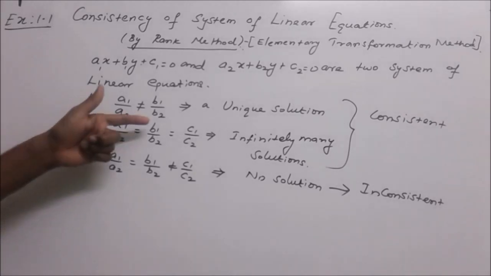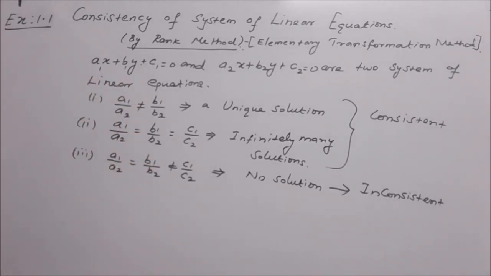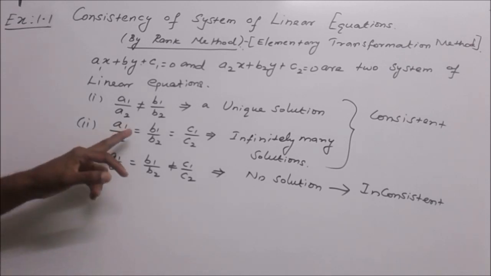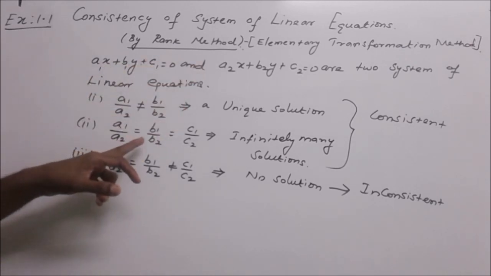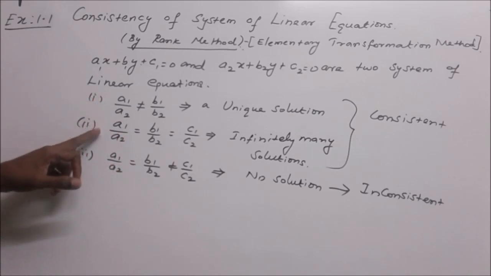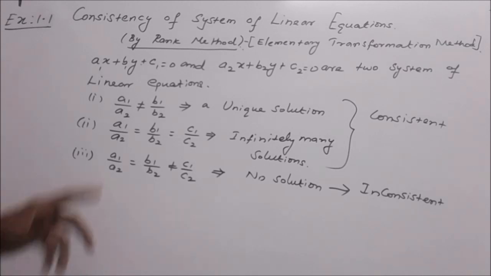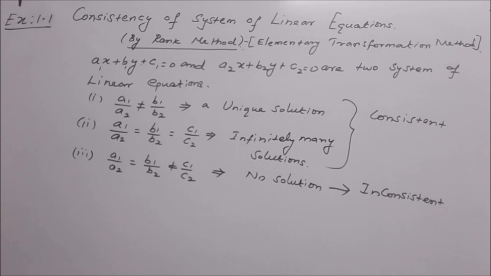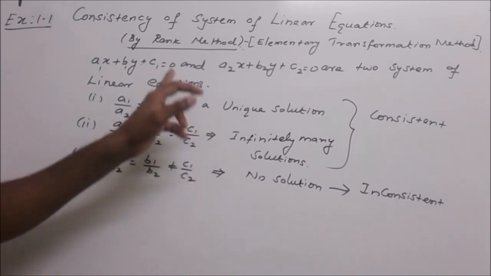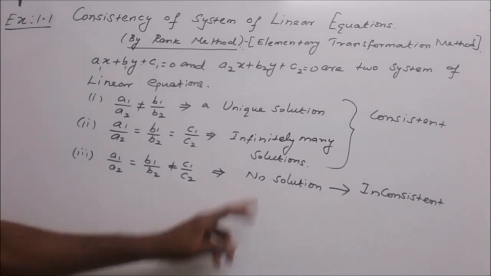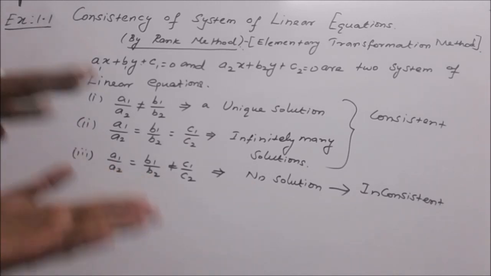Suppose a1 by a2 equal to b1 by b2, that is also equal to c1 by c2. Comparing the coefficients, finding the ratios. Suppose it follows the second case, a1 by a2 equal to b1 by b2 equal to c1 by c2, these two system of equations will have infinitely many solutions. And the third case, a1 by a2 equal to b1 by b2 but not equal to c1 by c2. In this case, these two system of equations have no solution because the lines will be parallel.